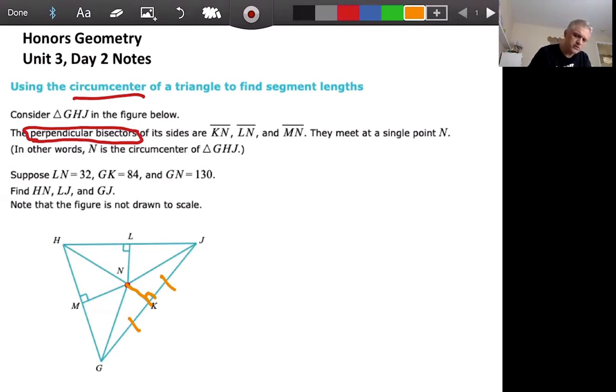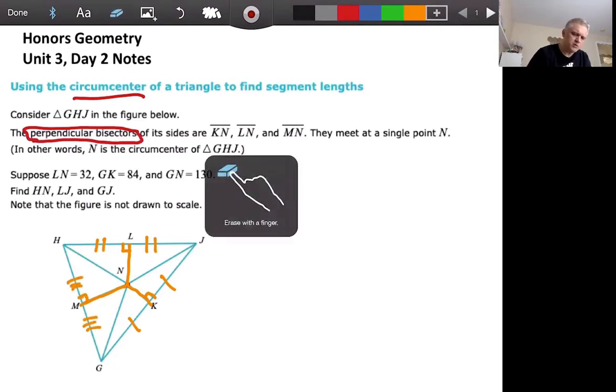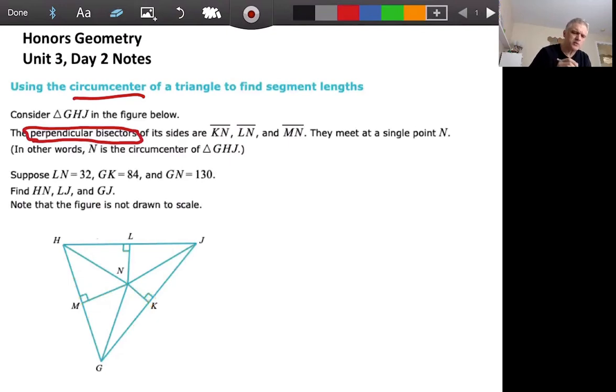Okay? It also tells us that LN is a perpendicular bisector. I don't know if HJ and JG were congruent to begin with, so I'm going to put 2 congruent slashes because I don't know if this one and this one are congruent or not. Right? And then finally it says that segment MN is a perpendicular bisector. All right? So the fact that they have said that these are all perpendicular bisectors tells us that the point where they all meet, where they all intersect, that is our circumcenter.